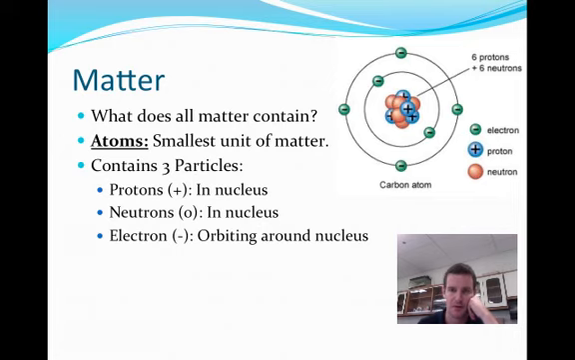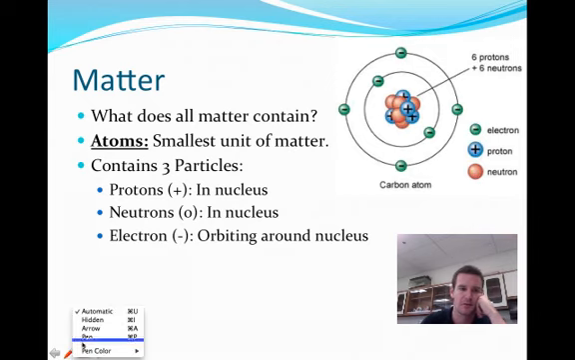Okay, and you can see right up here, and I have my pen that finally works, so I can draw on this. Let's make it red. So here is our atom, okay, and you can see it looks like a solar system. You have a center, and then you have these things that orbit around it.